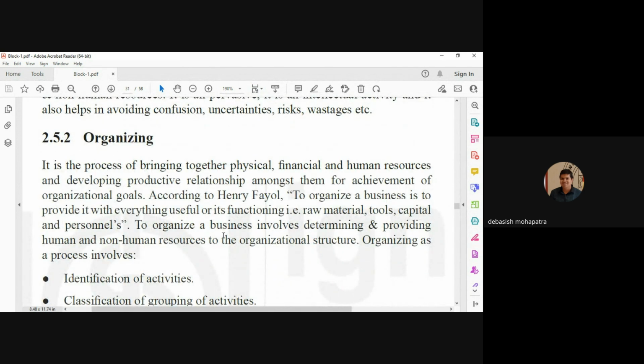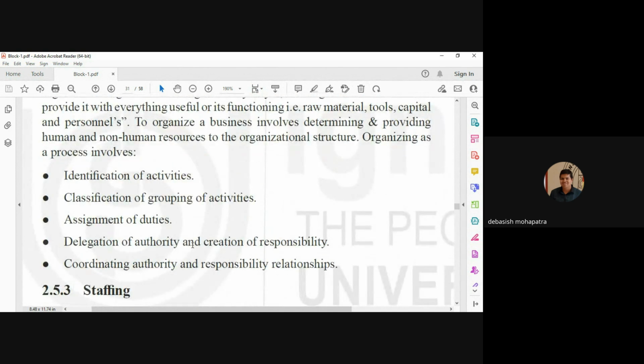Then organizing. Organizing is always helpful in every case, because without proper organization we cannot achieve the goal. So it involves identification of activities, classification and grouping of activities, assignment of duties, delegation of authority and creation of responsibility, coordinating the authority and responsibility relationship.